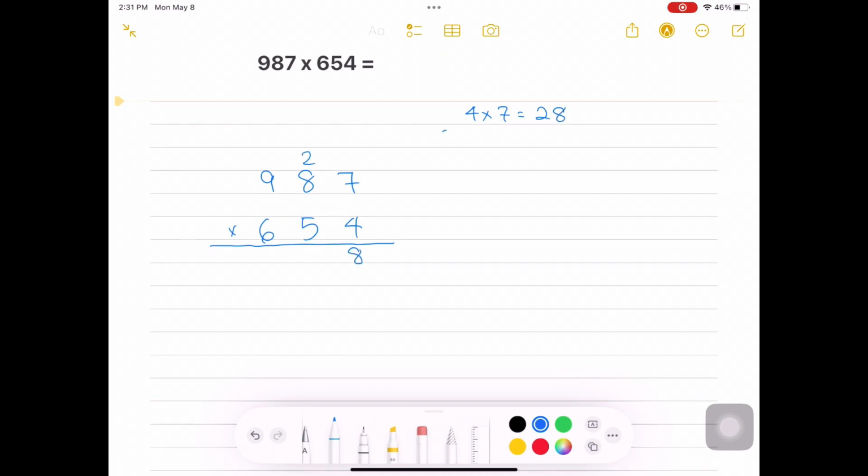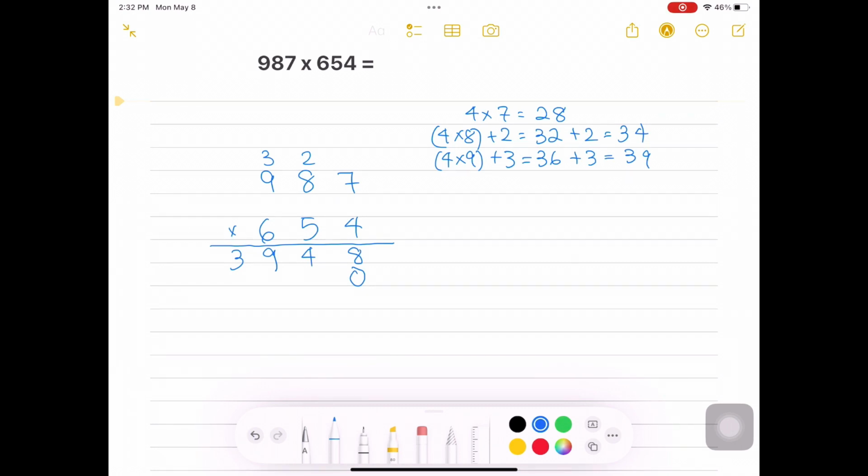Now multiply the ones digit from the lower number by the tens digit of the top number. 4 times 8 plus 2 that was carried from before. 32 plus 2 equals 34. Write down the 4, carry the 3. Now multiply the lower digit ones by the hundreds digit on top. So that's 4 times 9 plus 3 that was carried from before. 36 plus 3 equals 39. Write down 39.